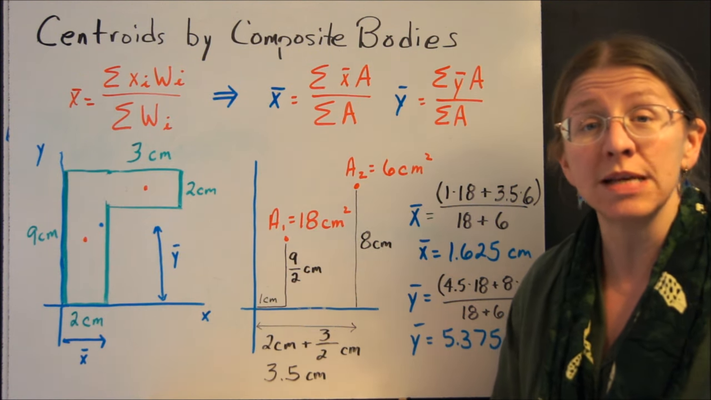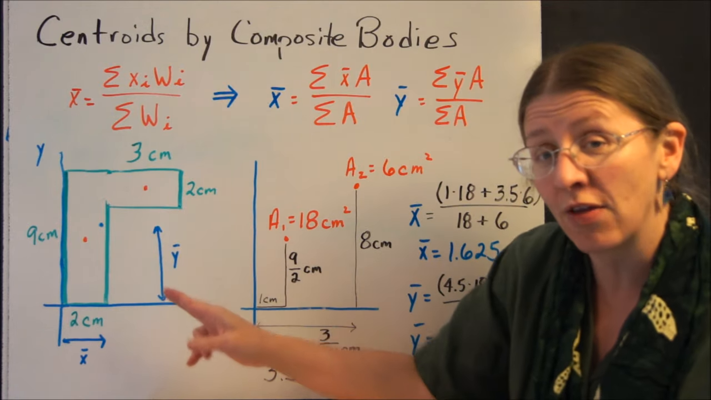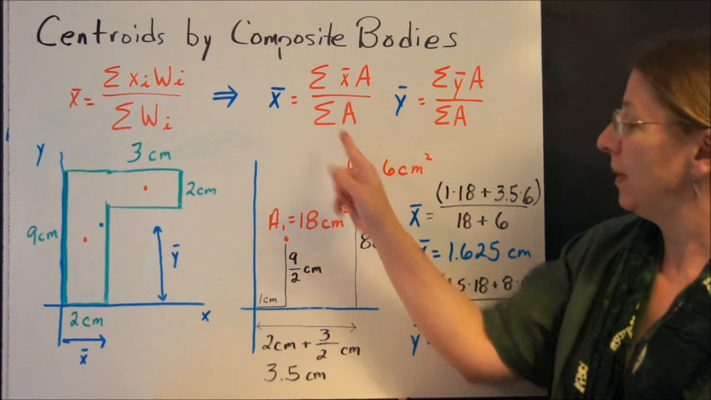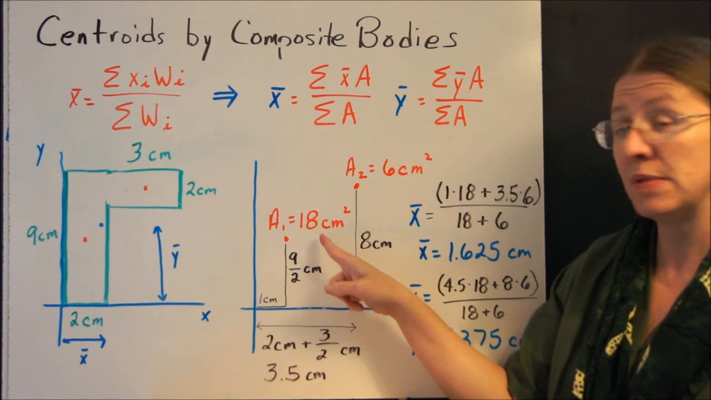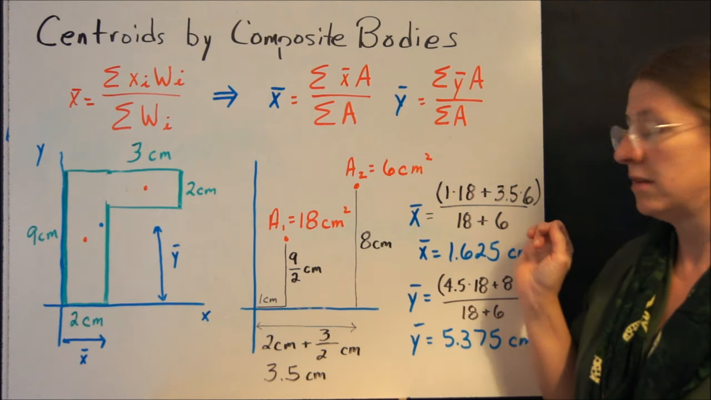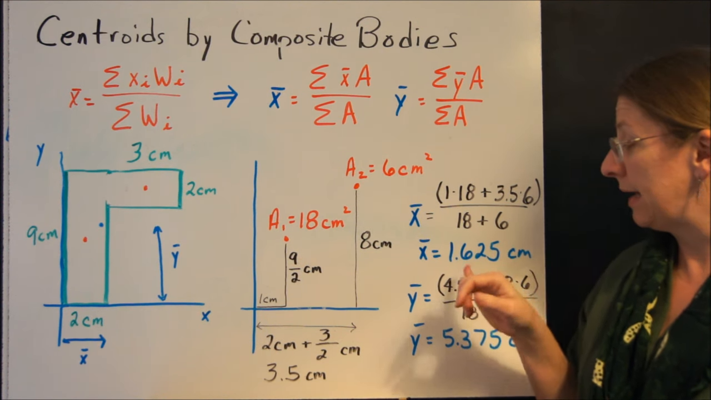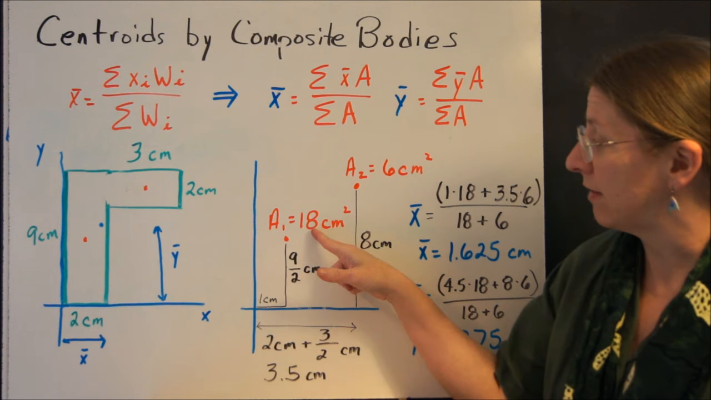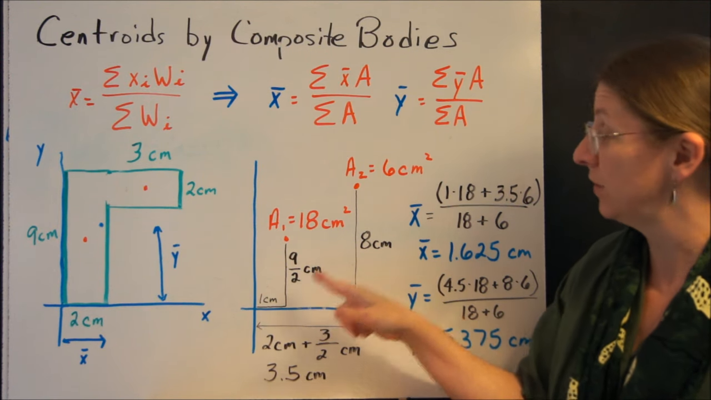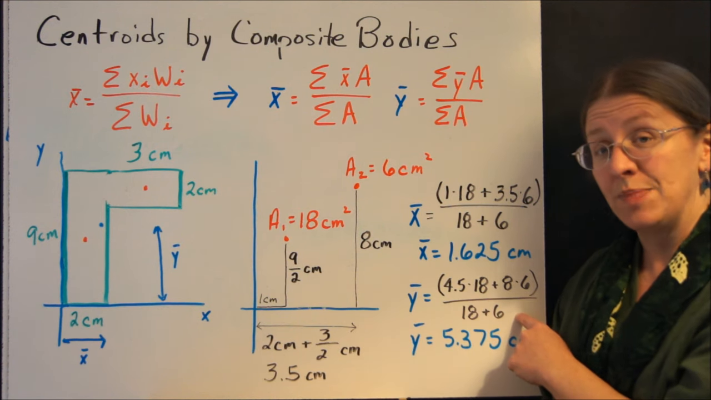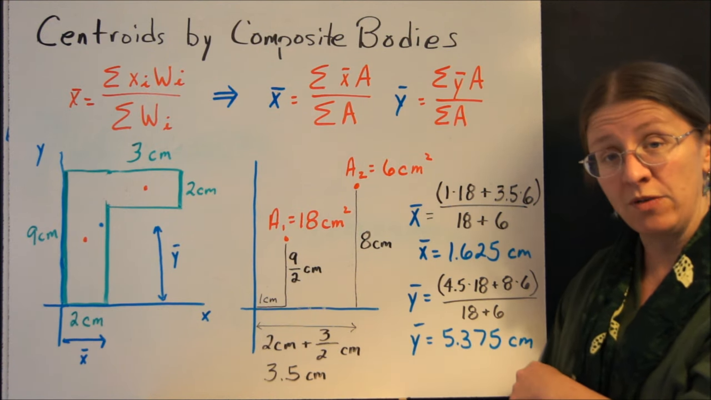So if you were looking for a center of gravity, where would I hook that green piece? This formula tells me that I can take 1 times 18 and 3.5 times 6, divide by 18 plus 6, and get 1.625. My y-bar is very similar. I'm going to take that whole 18 acting at 9 over 2, this whole 6 acting at 8, and divide by 18 plus 6, I get 5.375.